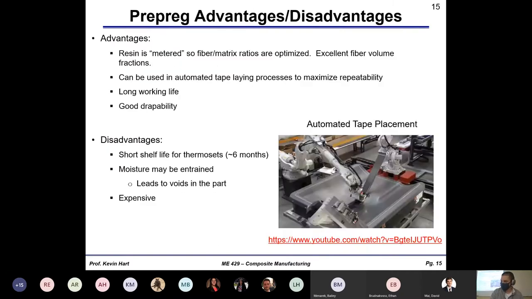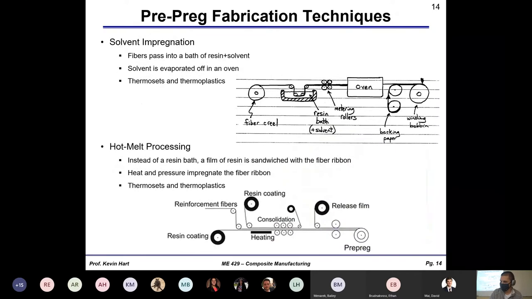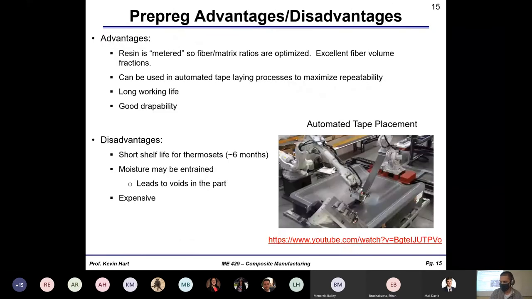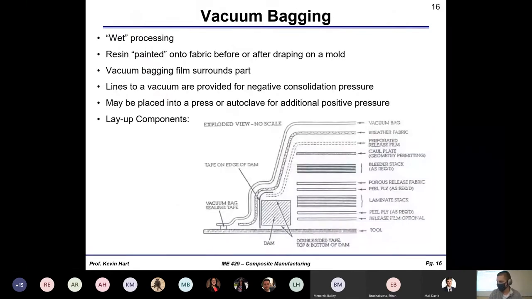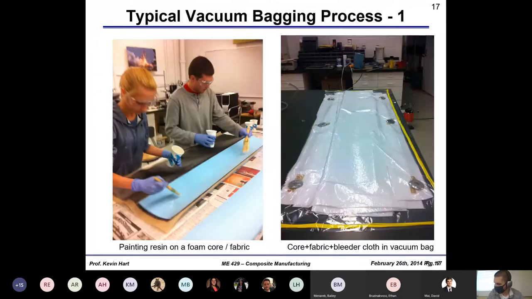How we make prepreg, these are the couple techniques we talked about: solvent impregnation and hot melt processing. Then I played for you the German techno music that showed the tape laying of the carbon fiber on the mold using this wet prepreg. Again, talking about another wet processing technique, which is vacuum bagging, where we put a vacuum bag over the whole thing and apply vacuum to suck out extra resin.